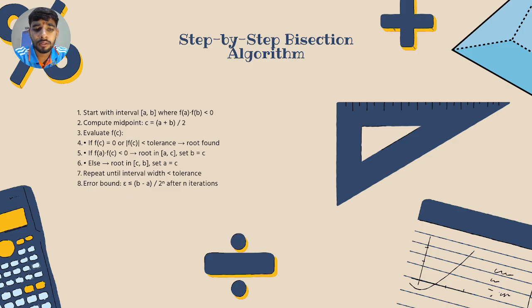Otherwise, we go to another if-else statement. If f of a into f of c is less than 0, then we change the value of b in the interval a comma b and put b equals to c. Otherwise, we change the value of a to c. We repeat this until the interval width is less than the tolerance, or our error value.